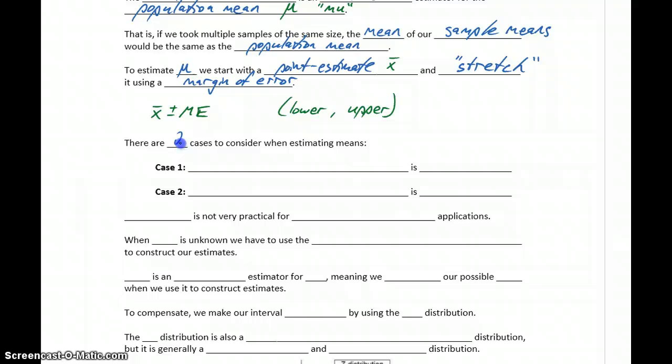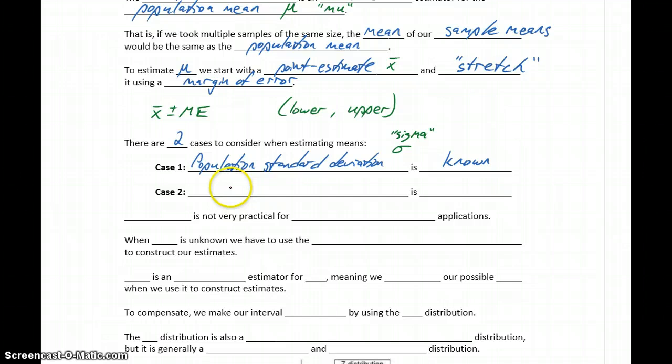When we estimate means, there are two cases to consider. The first one is where the population standard deviation, which we represent with the Greek letter sigma, which is an O with kind of a straight line coming right off the top of it. So that's sigma. So the first case is when our population standard deviation is known. The second case is when our population standard deviation, sigma, is unknown.